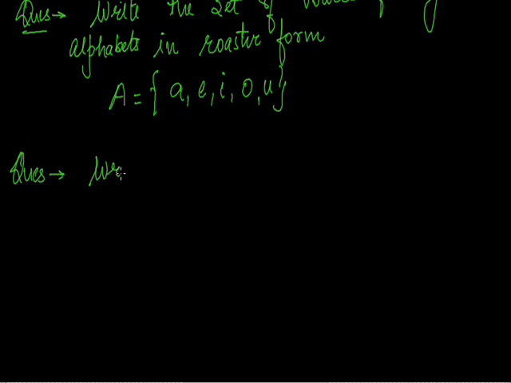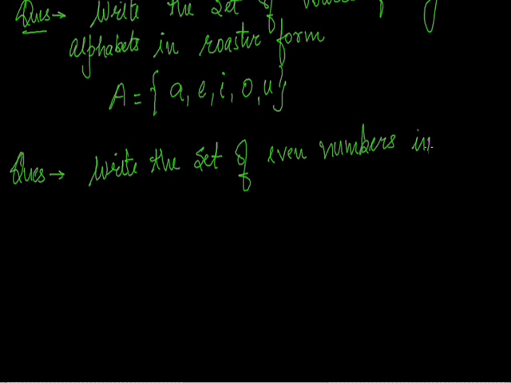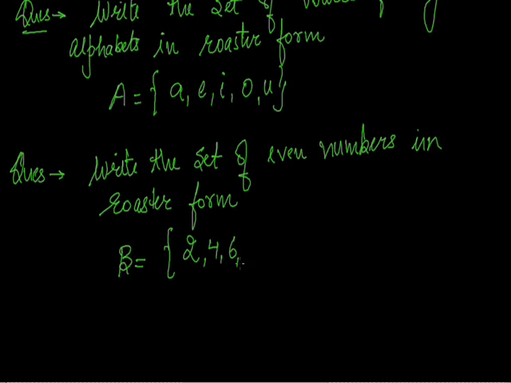Write the set of even numbers in roster form. What we have to write is the set of even numbers in roster form. Let me denote the even numbers by B. We start with the curly braces and write the even numbers. Even numbers start from 2. So 2, 4, 6, 8 and so on. This is called the set of even numbers in roster form.